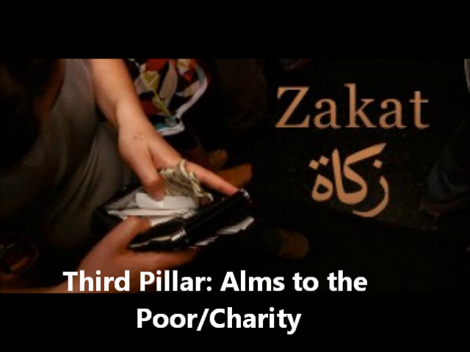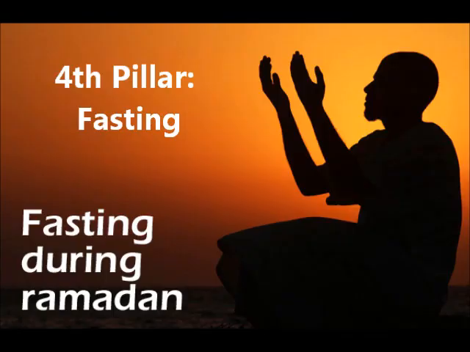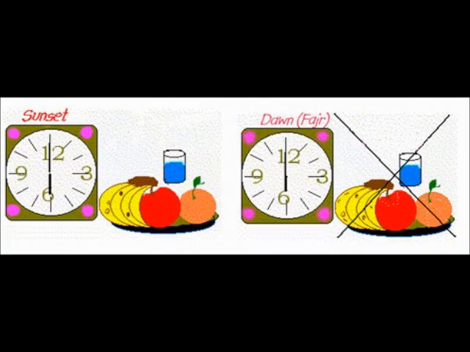Muslims believe they have an obligation to help those who are less fortunate than ourselves. The fourth pillar of Islam is fasting. During Ramadan, the Islamic holy month, Muslims fast from sunup to sundown. Fasting during this time helps Muslims separate their physical from their spiritual needs. The month of Ramadan is based on the Islamic calendar.